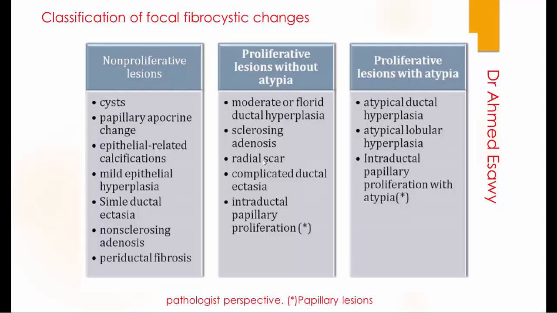Focal fibrocystic changes classification: either non-proliferative lesions, as we took before, including cyst, papillary apocrine change, epithelial related calcification, mild epithelial hyperplasia, simple ductal ectasia, non-sclerosing adenosis, periductal fibrosis. Proliferative lesion without atypia: moderate or florid ductal hyperplasia, sclerosing adenosis, radial scar, complicated duct ectasia, intraductal papillary proliferation. Proliferative lesion with atypia: atypical ductal hyperplasia, atypical lobular hyperplasia, intraductal papillary proliferation with atypia.